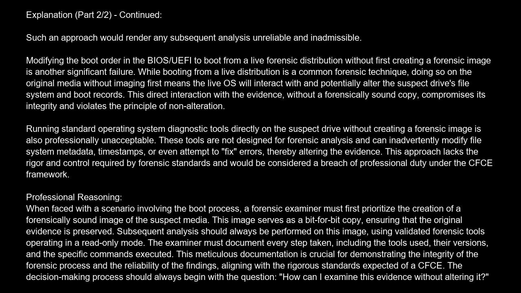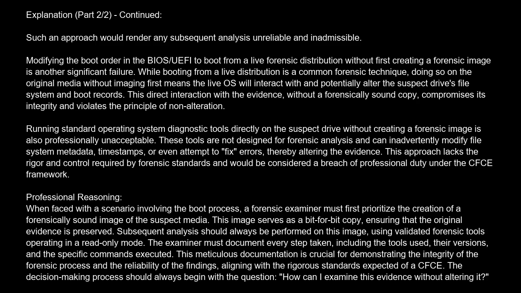Modifying the boot order in the BIOS/UEFI to boot from a live forensic distribution without first creating a forensic image is another significant failure. While booting from a live distribution is a common forensic technique, doing so on the original media without imaging first means the live OS will interact with and potentially alter the suspect drive's file system and boot records. This direct interaction with the evidence, without a forensically sound copy, compromises its integrity and violates the principle of non-alteration.